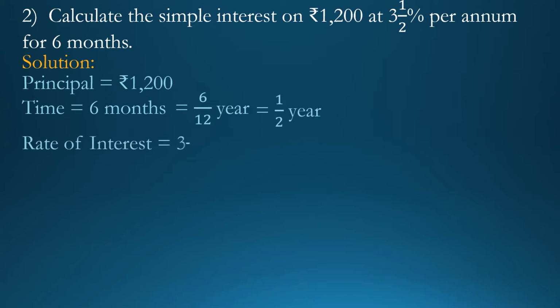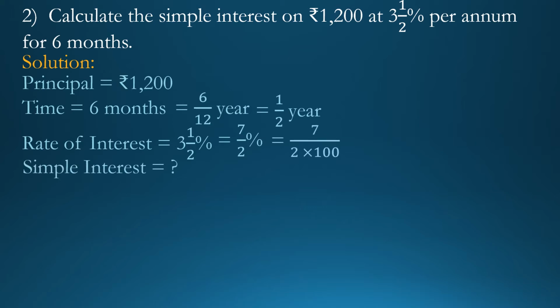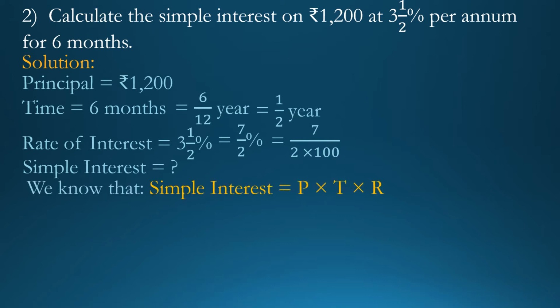And rate of interest is equal to 3 1 upon 2%. Again, 3 1 upon 2 is a mixed number. So let's convert them into improper fraction. 3 2s are 6 and 6 plus 1 is 7. So we get 7 upon 2%. And if we remove the percentage symbol, divide by 100. So we get 7 upon 2 multiplied by 100. And simple interest we have to find out. We know that simple interest is equal to principal multiplied by time multiplied by rate of interest.